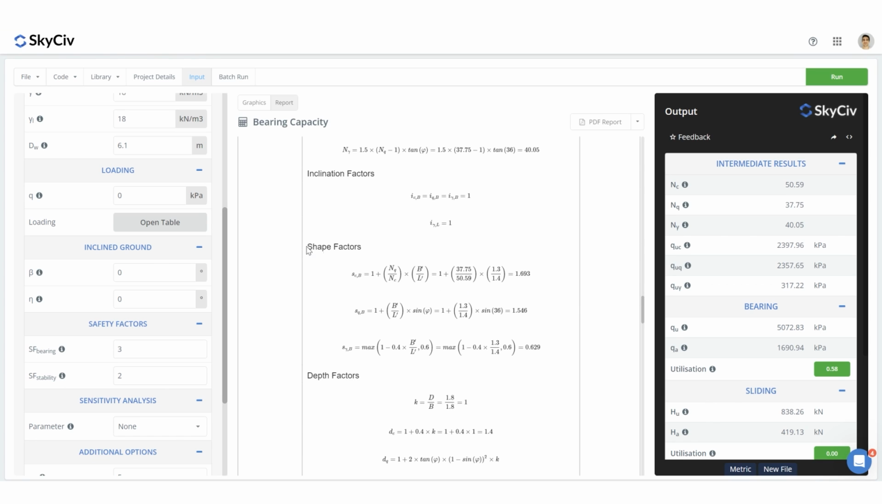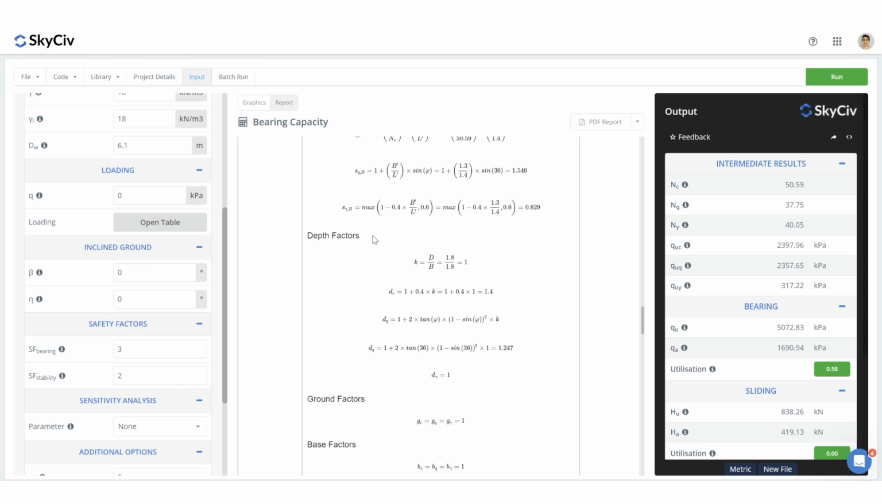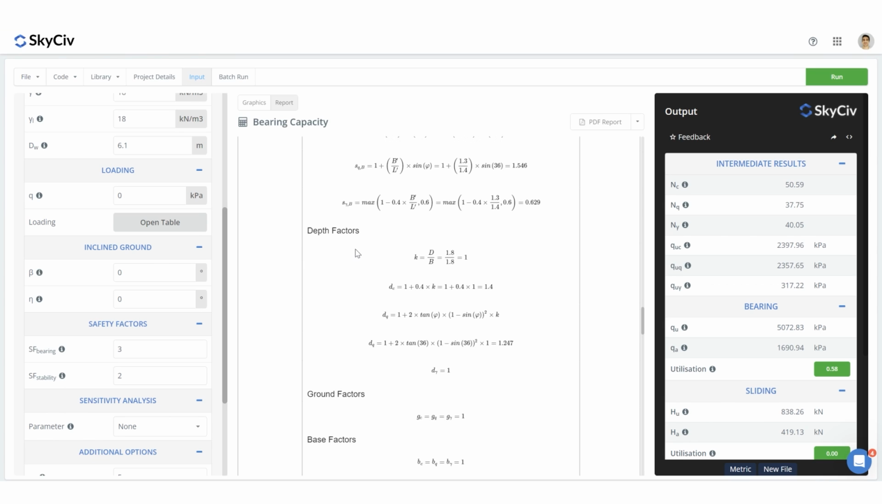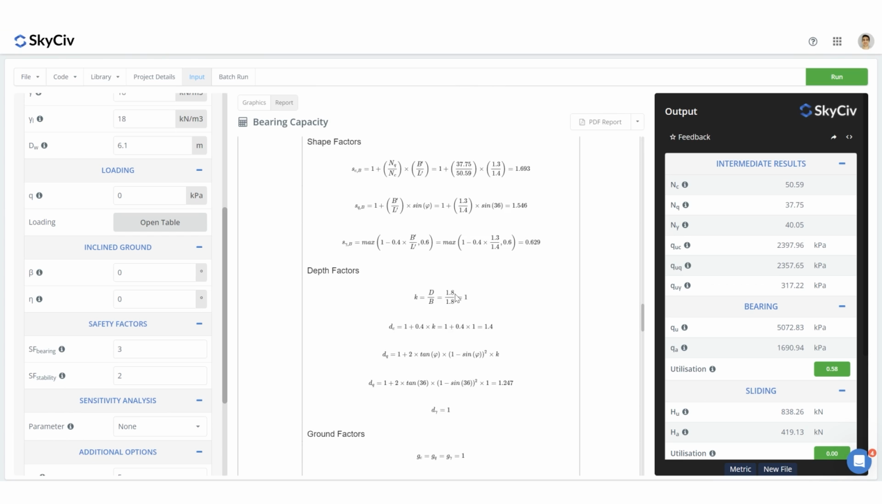Now note that for the shape factors, we're using the effective dimensions to get a conservative result. But for the depth factors, when we do our calculation, we're using the actual value, 1.8. And you can see the reason for that is that B is the denominator term. So if this is larger, we'll get a smaller depth factor and a more conservative result. And this is just recommended in general when we're using this method for how to calculate these factors.